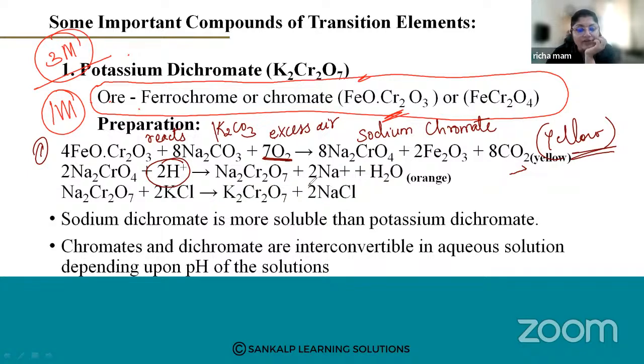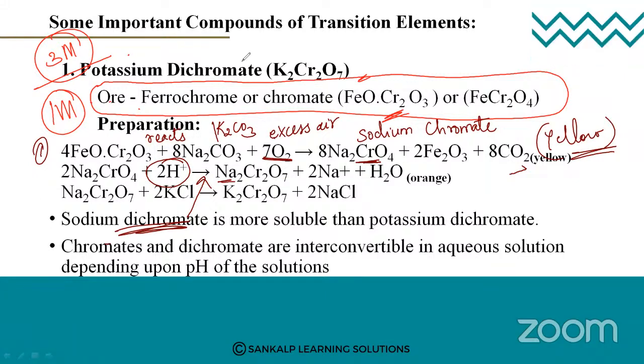And what we get? We get sodium dichromate, Na2Cr2O7. Here Na2CrO4 is sodium chromate, and sodium dichromate is Na2Cr2O7, plus 2Na+ and H2O.